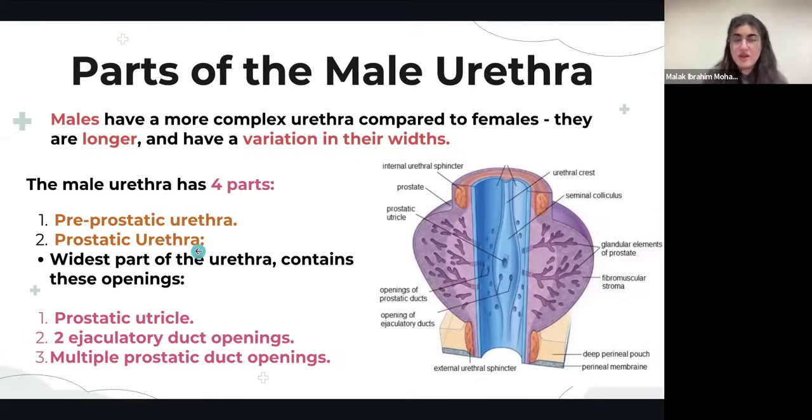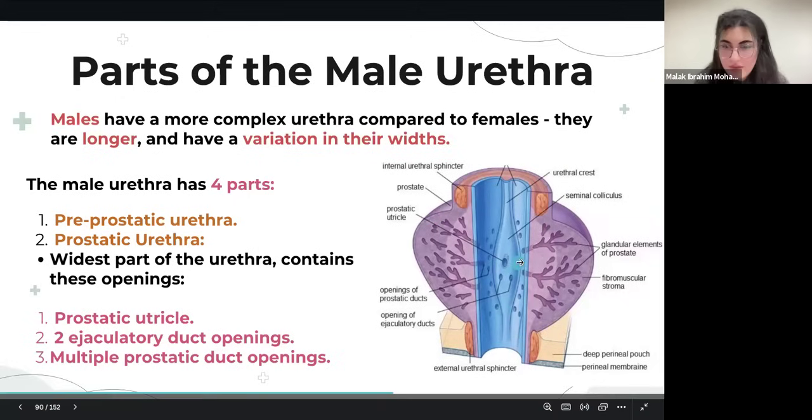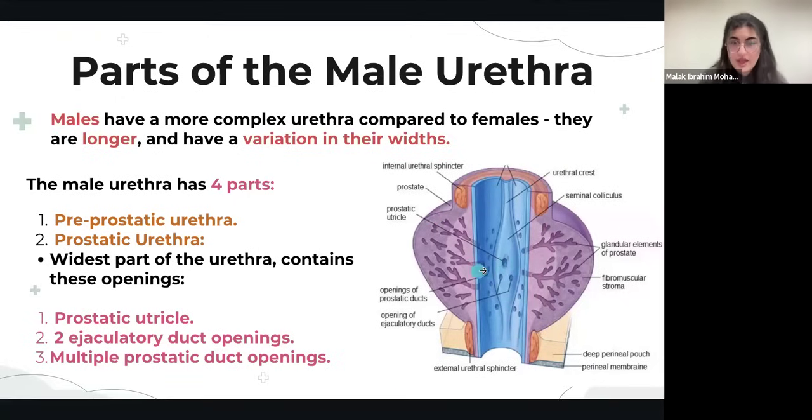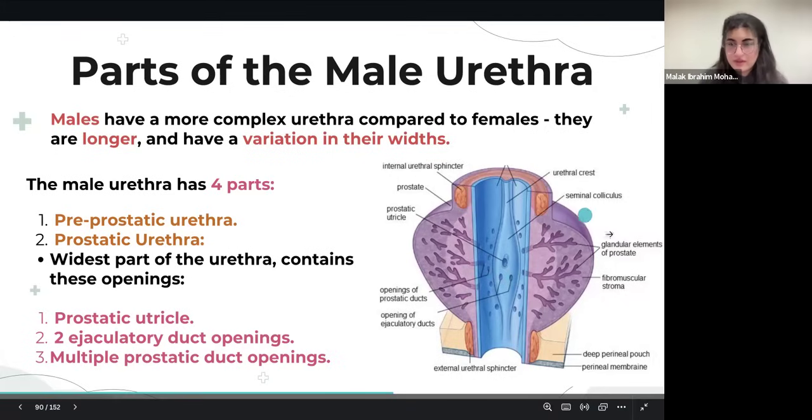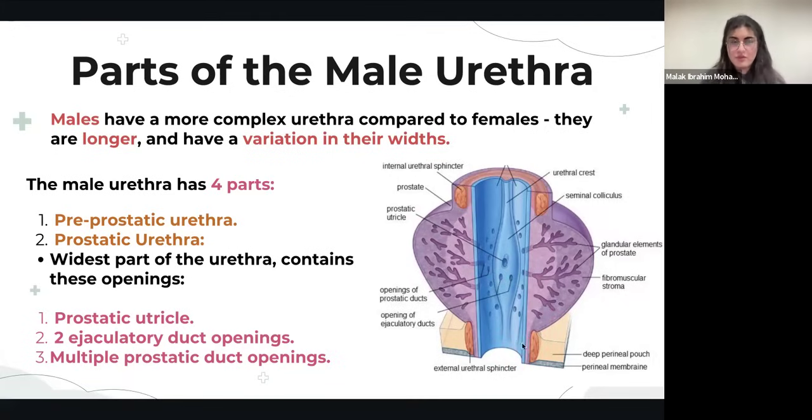The prostatic urethra is the widest part of the urethra, and it contains these important openings. You guys need to know these. You have the prostatic utricle, which is over here, the two ejaculatory duct openings, and also the multiple prostatic duct openings, which open from the prostate. These are important to know.